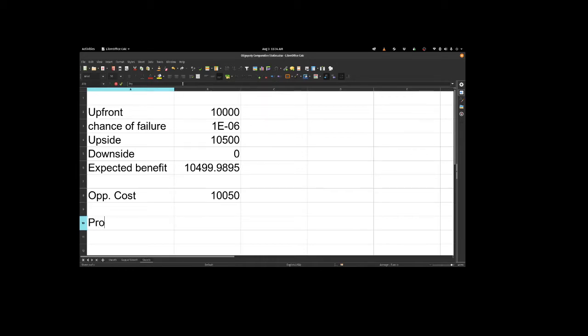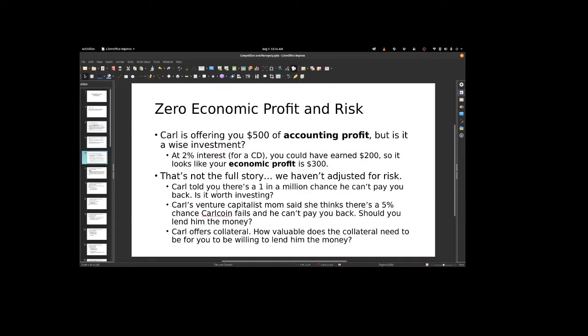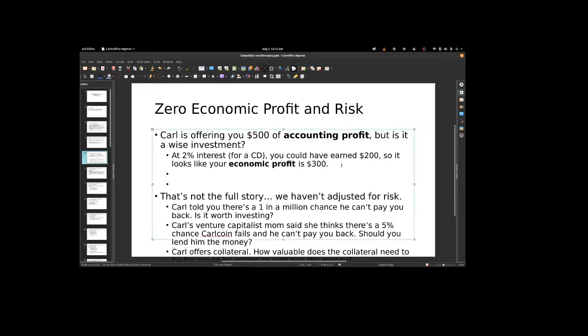So then we can ask, what are our profits, which is going to be what we expect to get out of this minus what we could have gotten instead. So if Carl is correct that there's a 1 in a million chance that he fails, then the risk-adjusted profit is we take out the interest we could have earned, and we're left with the economic profit. Whoops, that's not what I wanted.